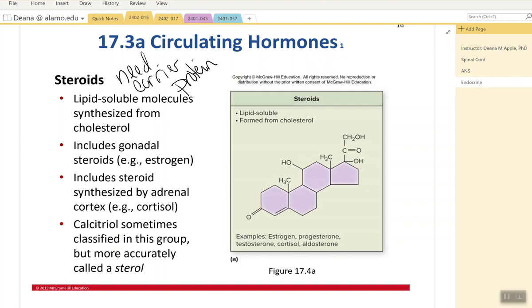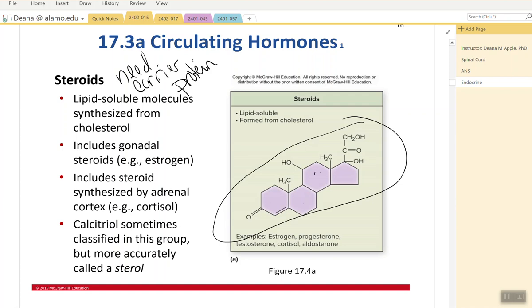What does that mean about how they enter cells? Yeah, they're small lipid-soluble molecules, so they can wiggle through the phospholipid bilayer. So they can diffuse across the membrane. Okay, so this is primarily your sex hormones and stress hormones that are steroid-based hormones. So what does this molecule look like?